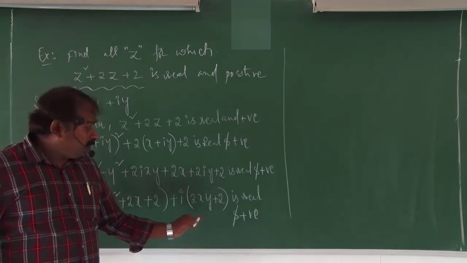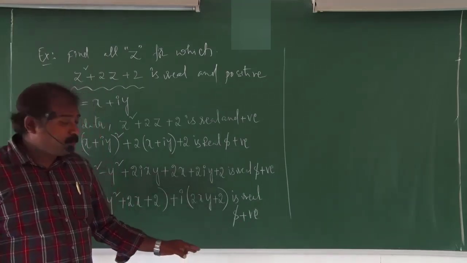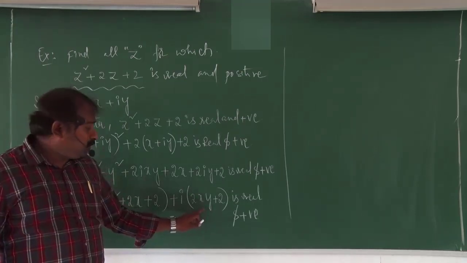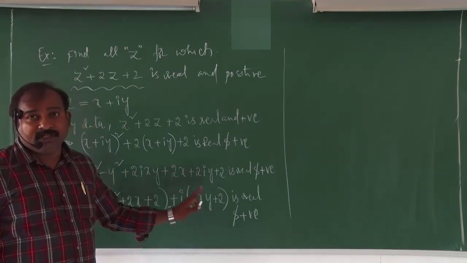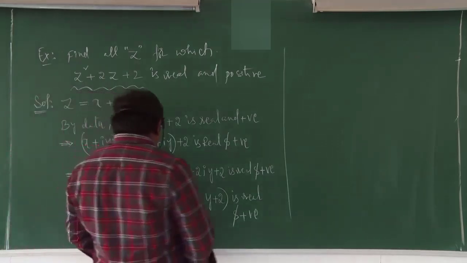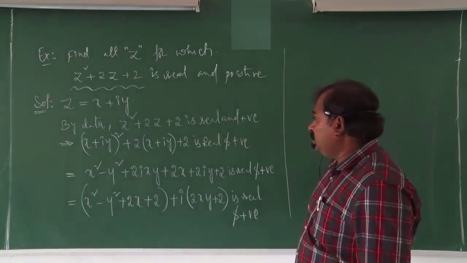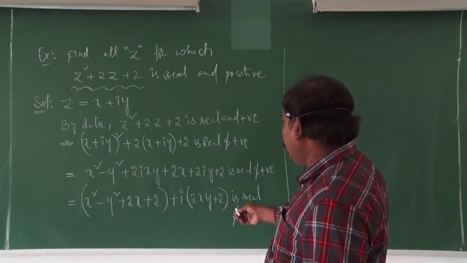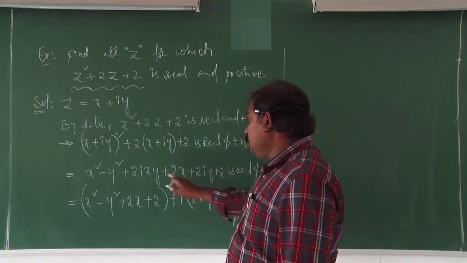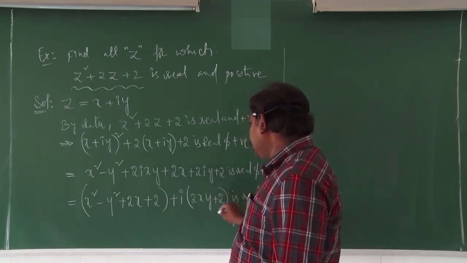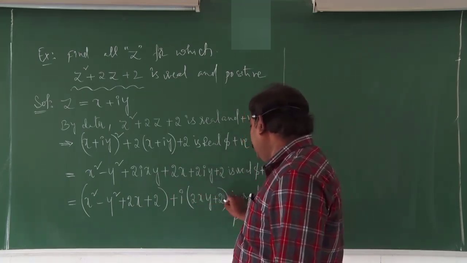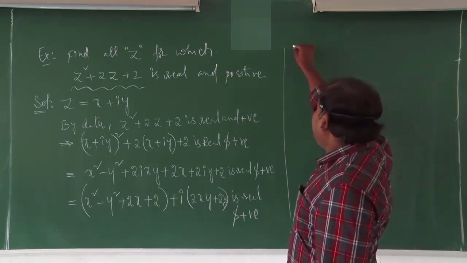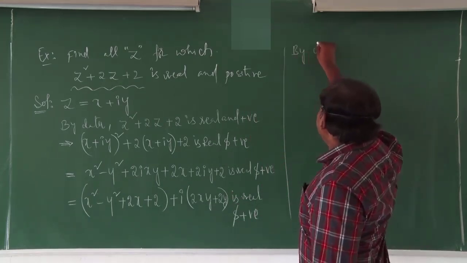By the data, real and positive means this is real and positive, and here the imaginary part should be equal to 0. That is the logic. So if you simplify this whole value, one more thing: here it is 2xy plus 2y. When you take i common, you will get 2y as the value. That's it.